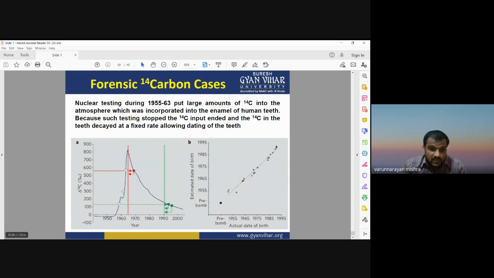You can see here the graph showing the release of carbon-14 with the year. So between 1960 and 1970, a high amount of carbon-14 was released in the atmosphere. Okay, that will be used to get information about the date of different geological objects or different Earth surface features.